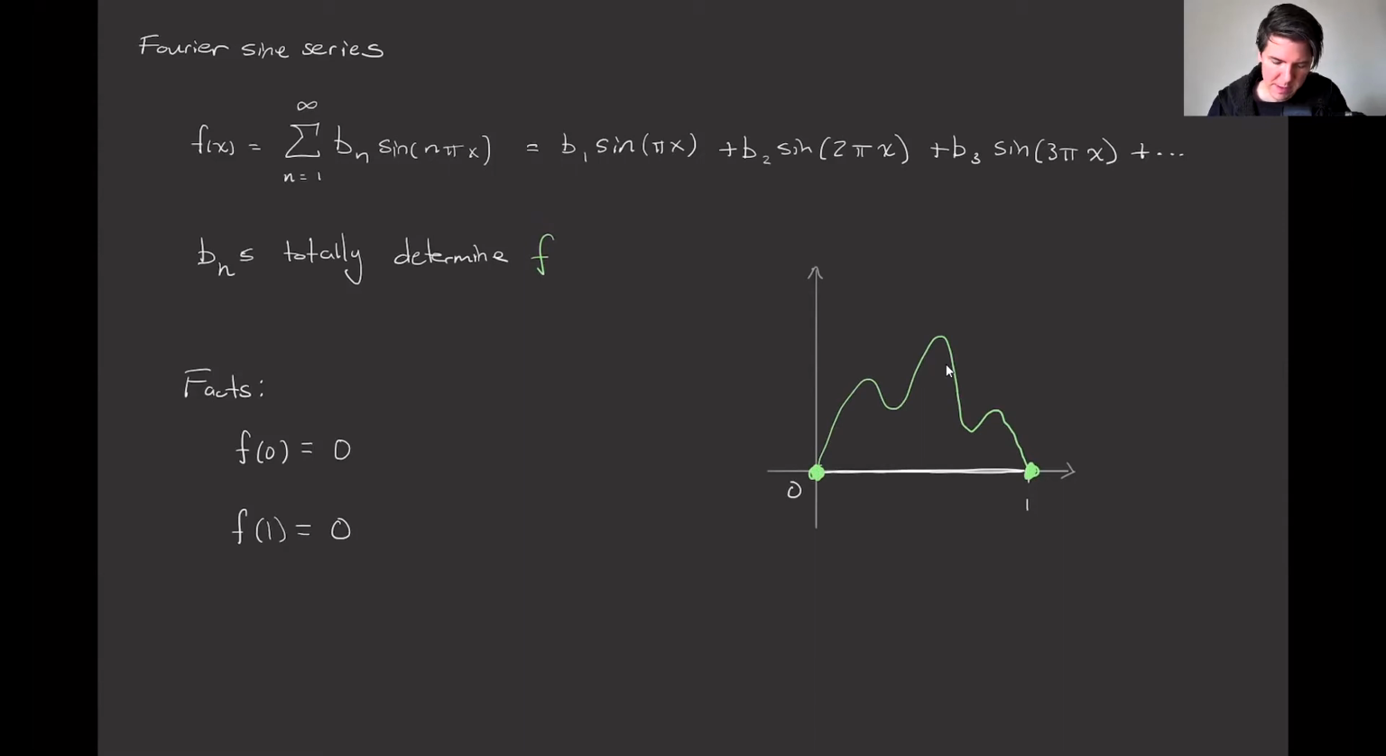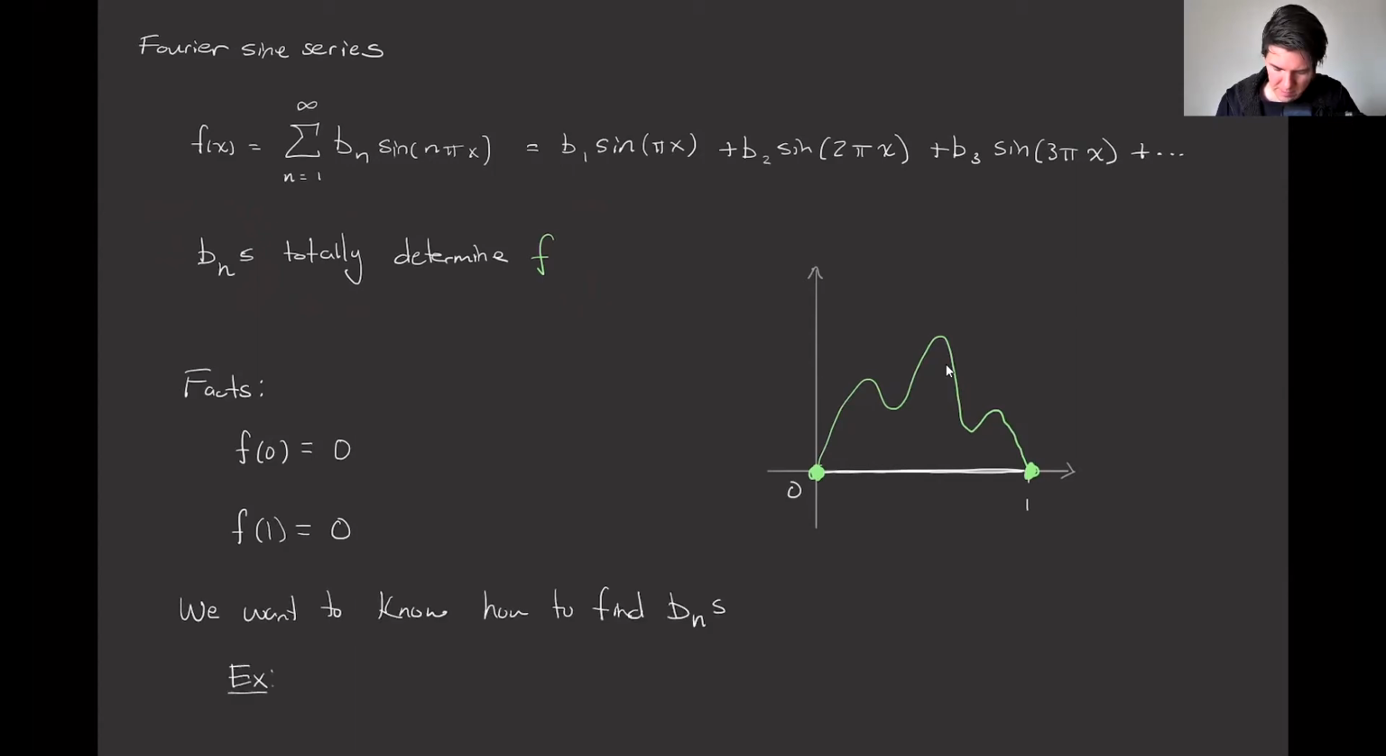Now, it so happens that there's a fact that will let us compute what the bn's are. Like was mentioned here, these bn's totally decide what's going on with the function f. So it'd be nice to have a way to figure out what those bn's are. That is, if we had a function, let's say f of x equals e to the x, we would like to know how to find the bn's.